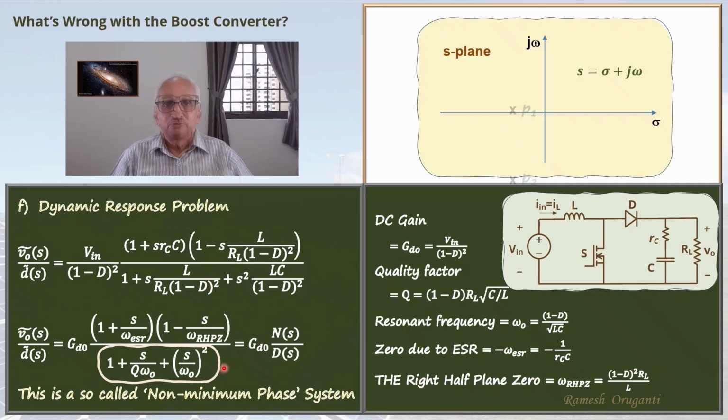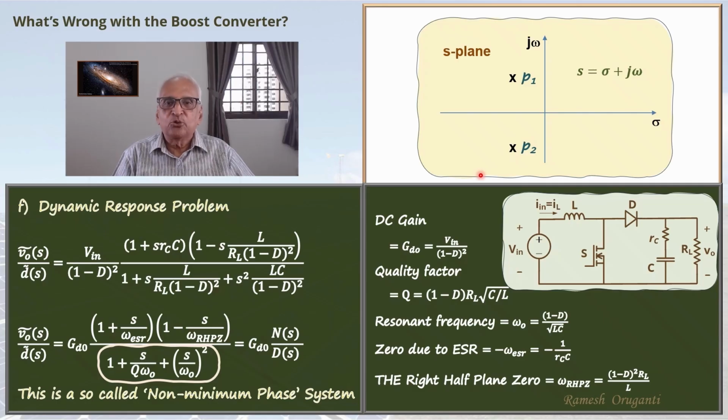P1 and P2. Notice that these poles P1 and P2 lie on the left half of the S plane. The real part is negative. So the system is stable. If the real part had been positive, a pole on the right half of the plane, the system will be unstable. So boost converter, it's a stable system. It is possible to compensate for these to get good response when we design the controller.